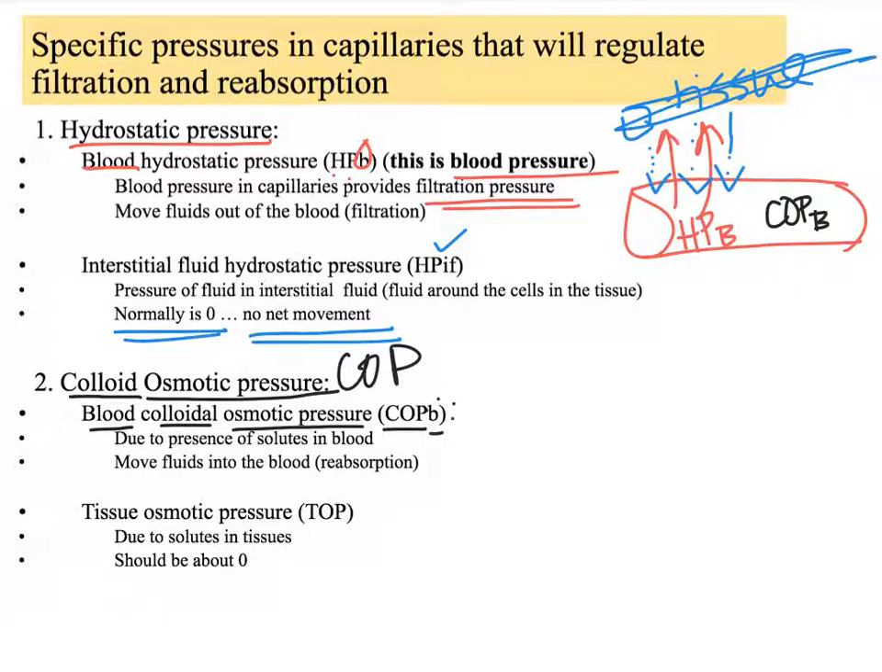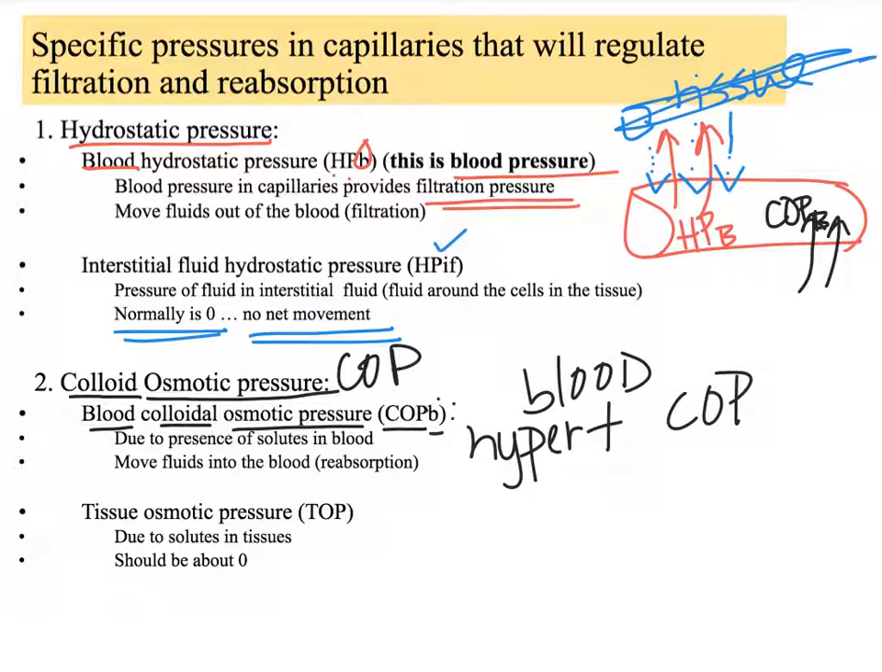Now the pressure of the blood, the solutes in the blood, is actually going to draw fluid in. So it's kind of like hypertonic. If you think of this, the blood has a COP that's higher than the tissue, then the fluid in the tissue is going to want to go towards the blood. I hope that makes sense. It's hard to explain it without looking at your face and seeing if you're understanding it.